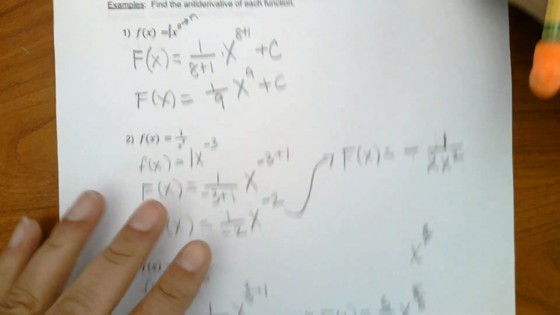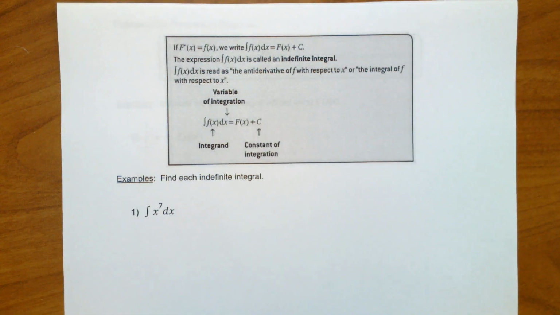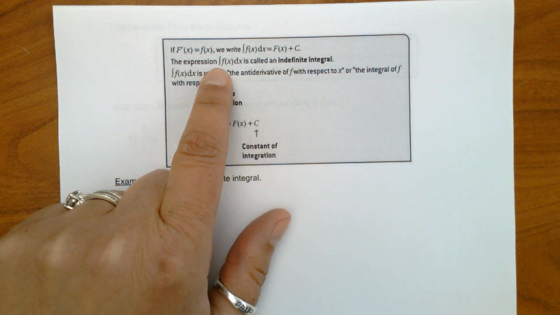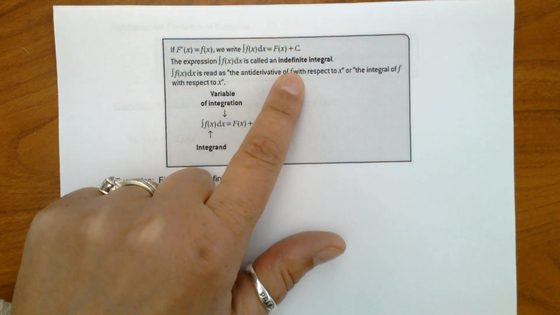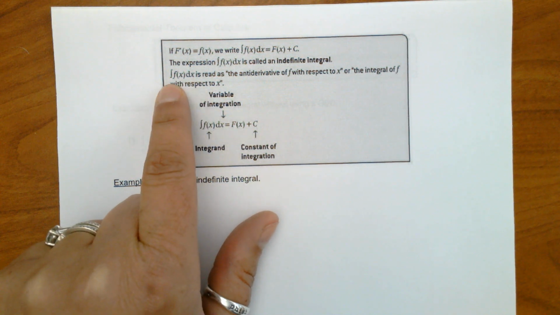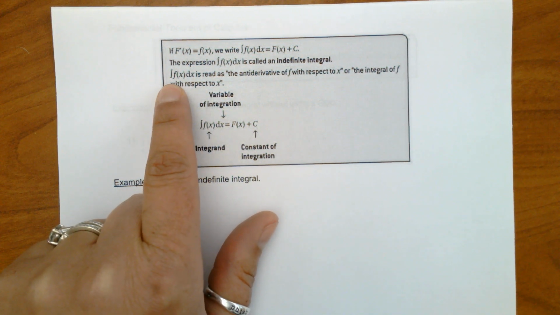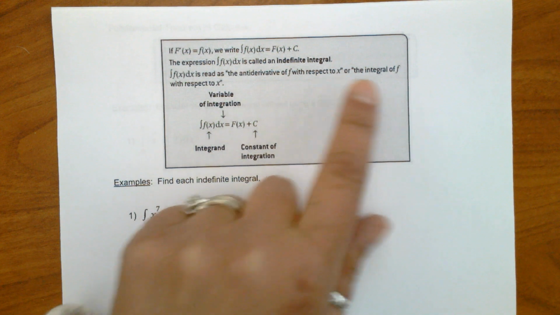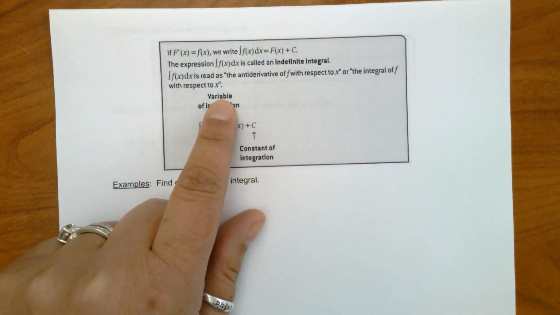All right, let's keep going. Let's look at what's called indefinite integrals. Indefinite integrals bring in a symbol. The expression with this little wavy symbol here is called the indefinite integral. The integral of f of x dx is the antiderivative of f with respect to x, or the integral of f with respect to x.